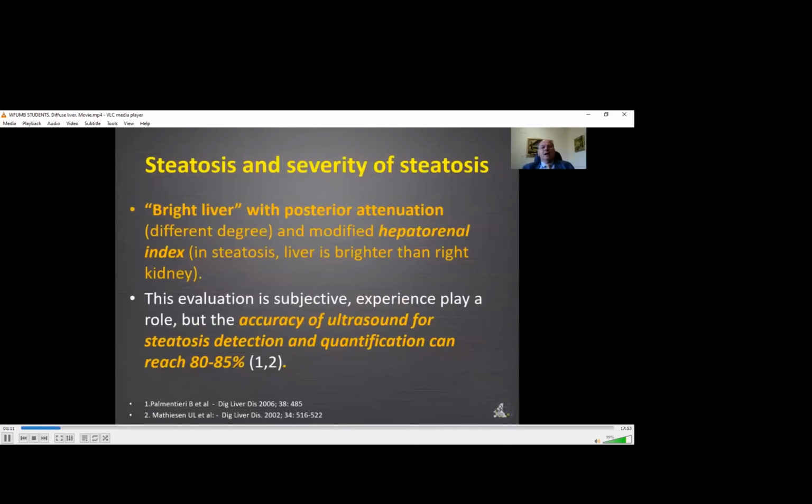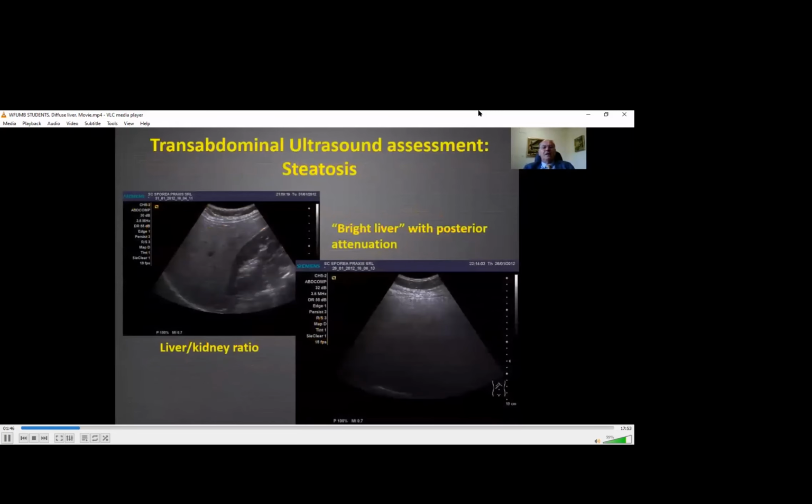Looking for steatosis and quantification of its severity, the sign of steatosis is a bright liver with posterior attenuation, in different degrees, and we have the modified hepatorenal index, a comparison between the liver and the right kidney. With standard ultrasound, the accuracy for steatosis detection and quantification can reach 80–85%.